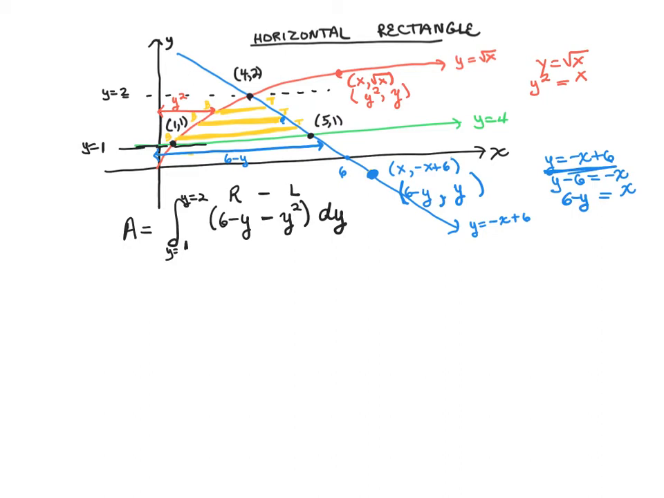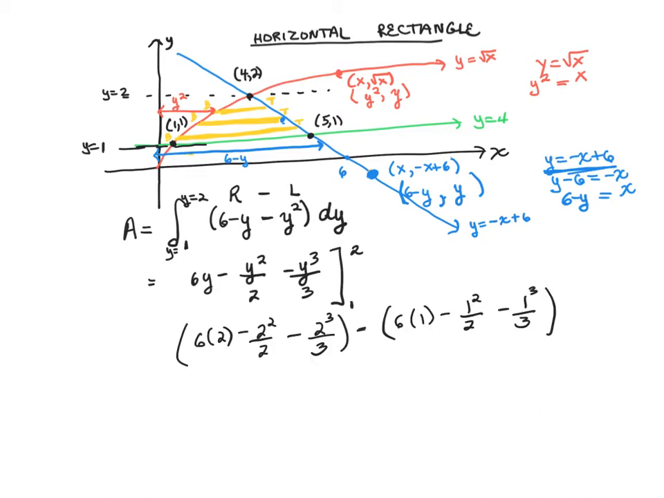And notice we only need one integral because the right part, or the top, always hits the blue line, and the left, or the bottom, always hits the red curve. The antiderivative is 6y minus y squared over 2 minus y cubed over 3 from 1 to 2. And now we use the first fundamental theorem of calculus. We substitute the upper limit of integration and then the lower limit of integration. Don't forget the parentheses. And this is so much easier to compute than the other one.